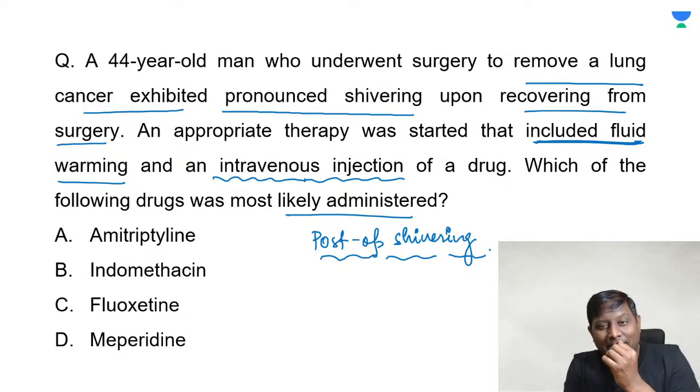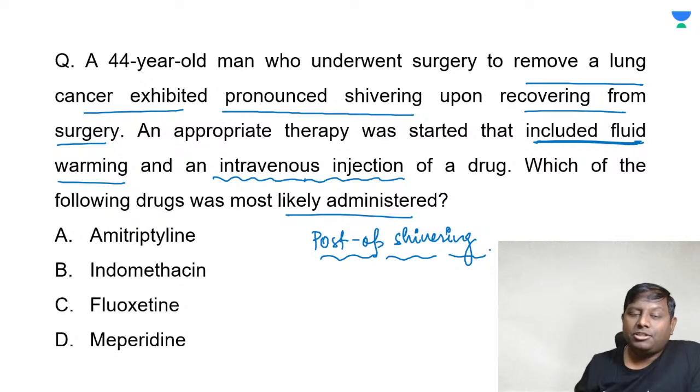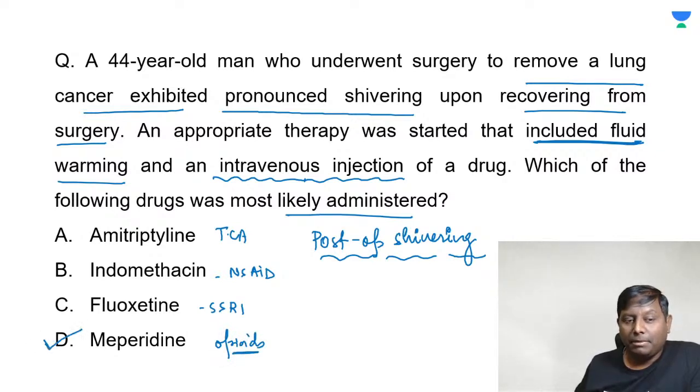Continue to mark. A little difficult one, but remember, amitriptyline being a tricyclic antidepressant, indomethacin being one of the NSAIDs, okay? Fluoxetine one of the SSRIs, right? And meperidine is one of the opioids. Among the given choices that we are having, the correct answer remains meperidine.